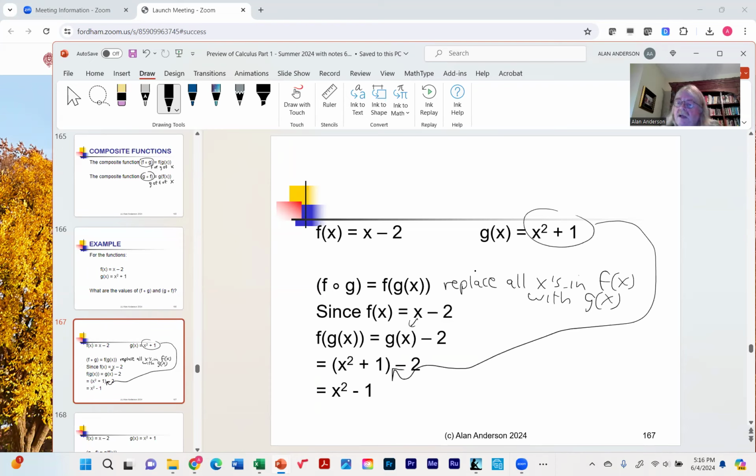Now, I'd like to point out that this is no different than, let's say, for example, evaluating this at 3.